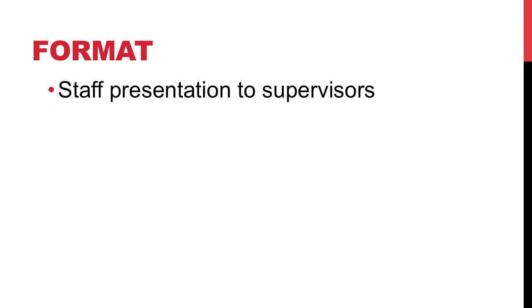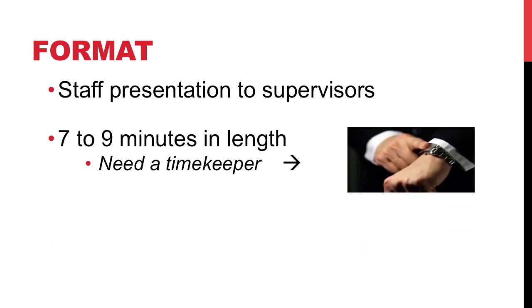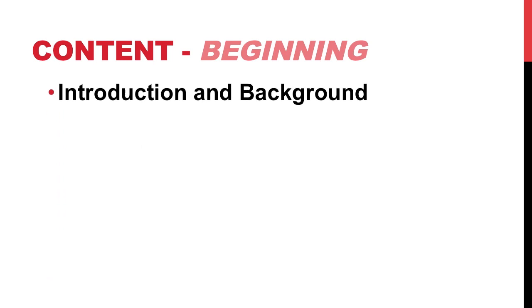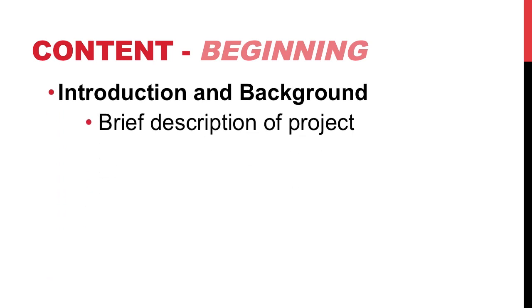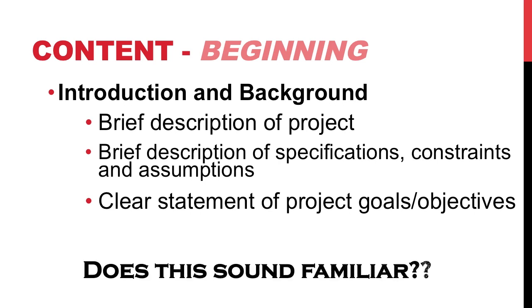So the format, it's a staff presentation, about 7 to 9 minutes in length. That means someone needs to keep track of time. About 8 slides, and you will dress business casual. We'll talk about that in a little bit. So at the beginning, this is what you're going to talk about. Briefly describing project specs, constraints, objectives. Does this sound familiar? You've done this for every deliverable thus far.